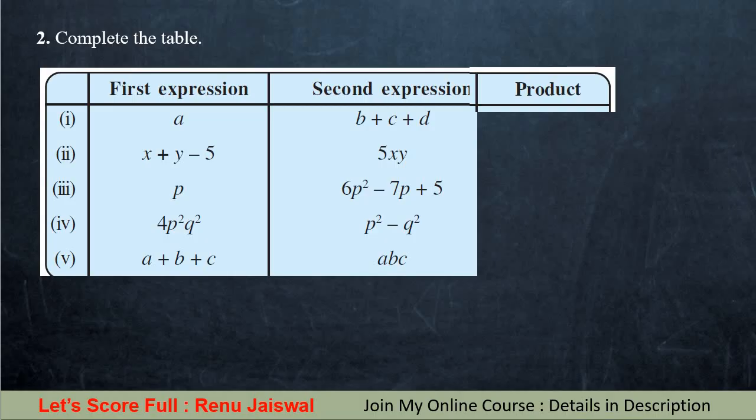Let's move to the next question, see, which is this. So it says complete the table. Complete the table means again multiply. So which one to do? The first one is simple, right? Just multiply A with the other terms. So it will come AB, AC and then AD. AB plus AC plus AD.